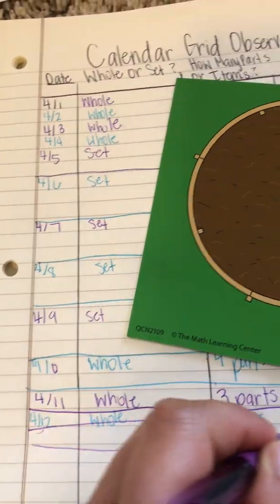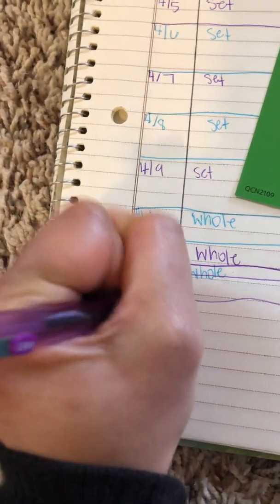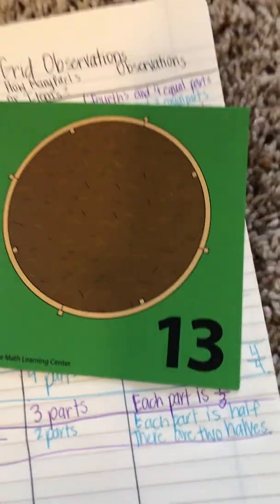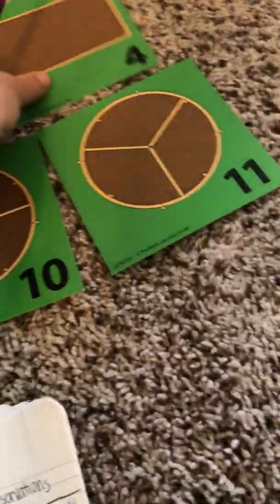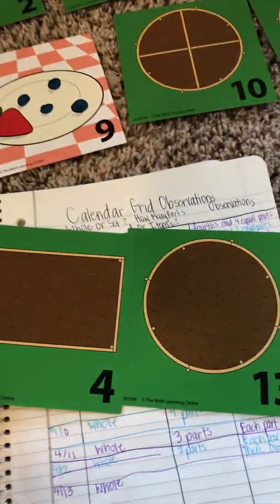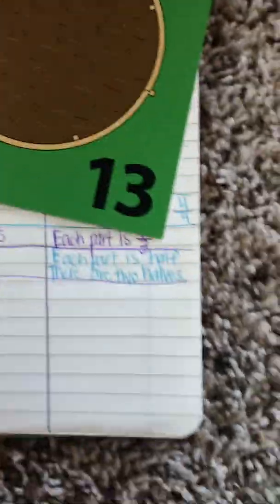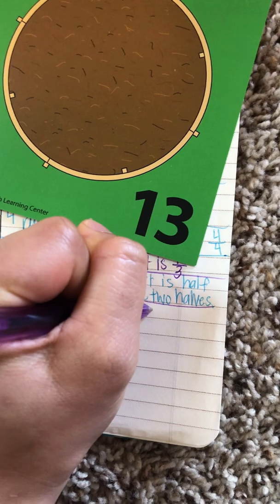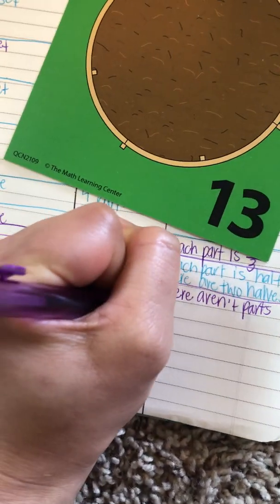Okay, April 13th, which is Monday. Oh, sorry about that. Okay, so April 13th, it is a whole. This time, there are no parts. It is just one whole part. Just like the fourth, right? You notice how it's pretty much the same? So it's one part because it doesn't have any parts divided into it. So there aren't parts. It's just one whole thing.